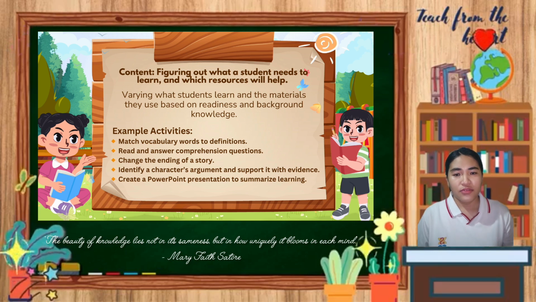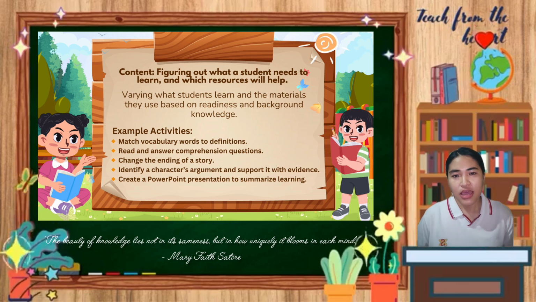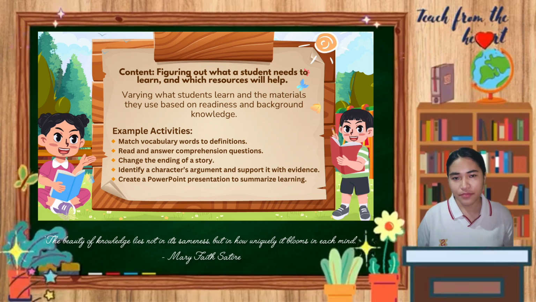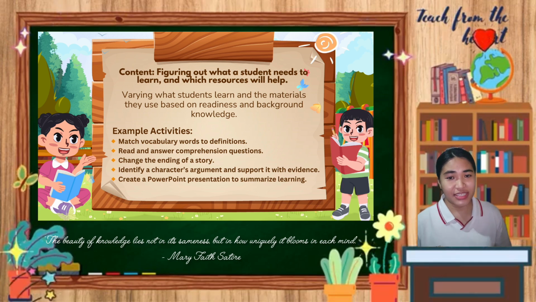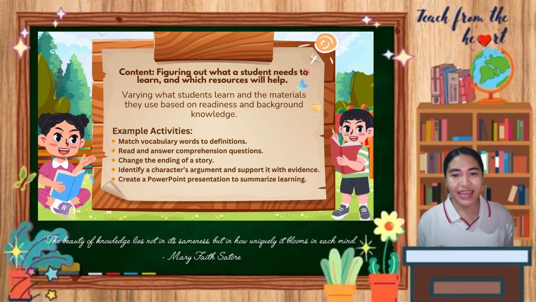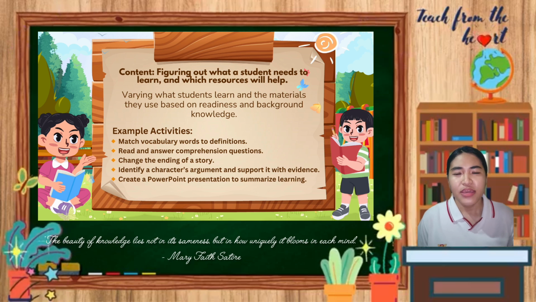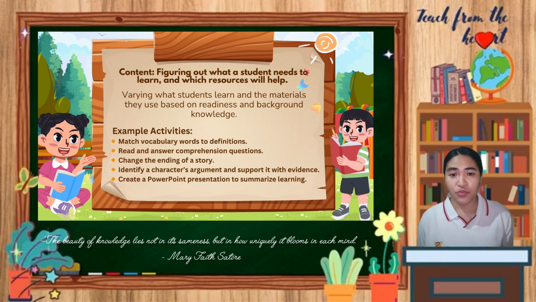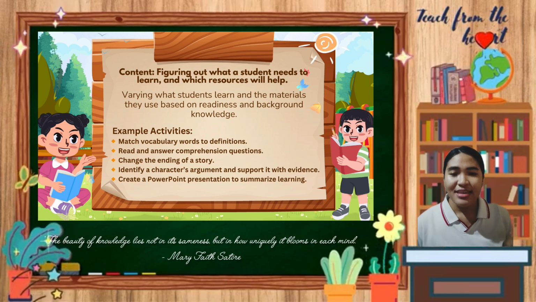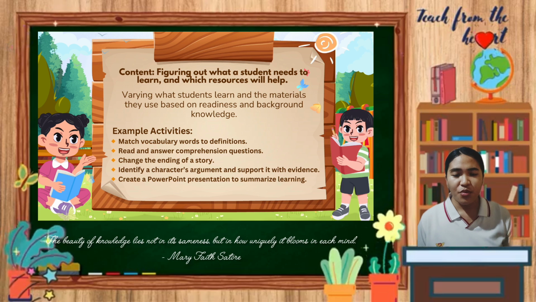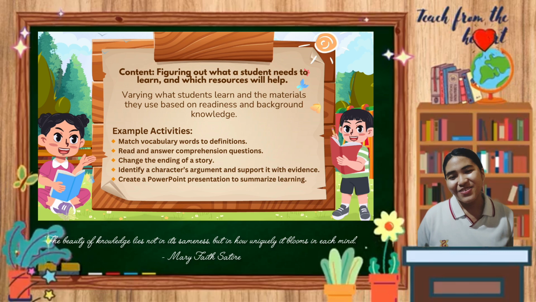For the example activities, we have match vocabulary words to definitions. What is this level of Bloom's taxonomy? Remembering, that is correct. Read and answer comprehension questions. What is this level? Yes, understanding. Change the ending of a story. Creating. Identify a character's argument and support it with evidence. Yes, analyzing or evaluating. Next one, create a PowerPoint presentation to summarize learning. Yes, that would be creating as well.